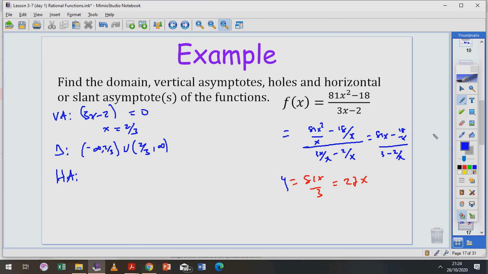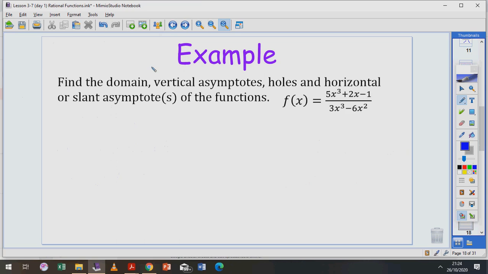So that means that that's the equation of my slant asymptote. My horizontal asymptote, which does not exist because the power is bigger, is now a slant asymptote. The slant asymptote is y is equal to 27x. Yeah, so that's the information that this question asked for.